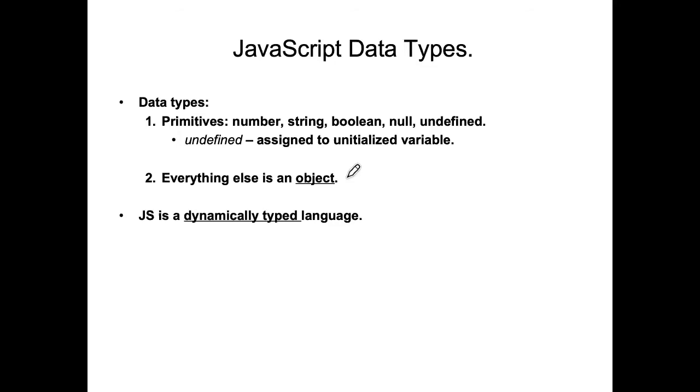But we'll come on to objects a little later on. From a JavaScript perspective, an object is a construct that you use when you want to represent non-trivial or complex data.